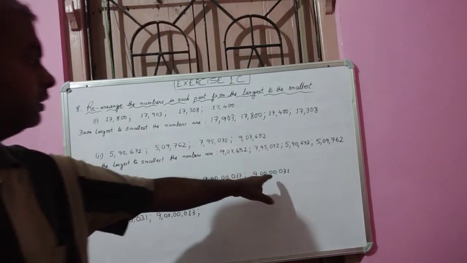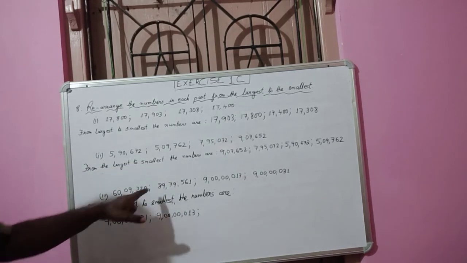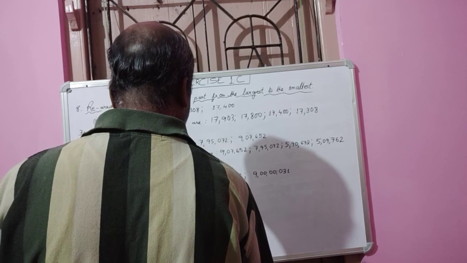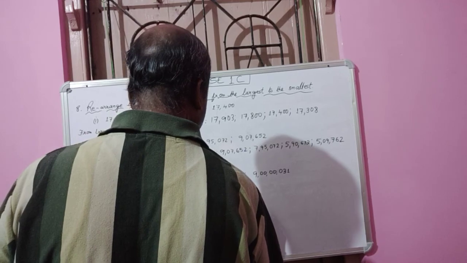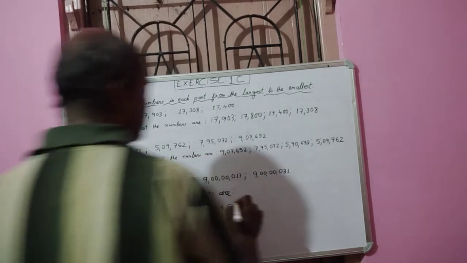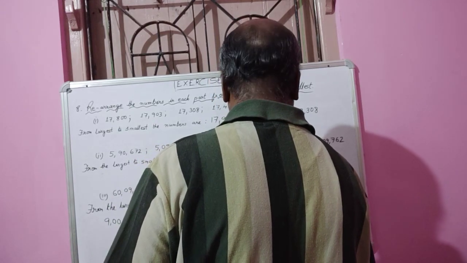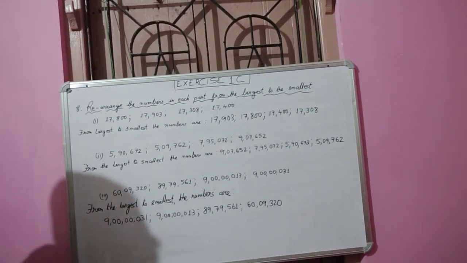Okay, so we have finished with these two numbers. Now let us compare these two numbers. As I said, both the numbers are in lakhs. This is 60 lakh, this is 89 lakh. So 89 is obviously more than 60. So 89 lakh 79,561 will be the next number. And the last number will be the smallest number, that is 60 lakh 9,320. Alright, so we have completed this particular problem also.